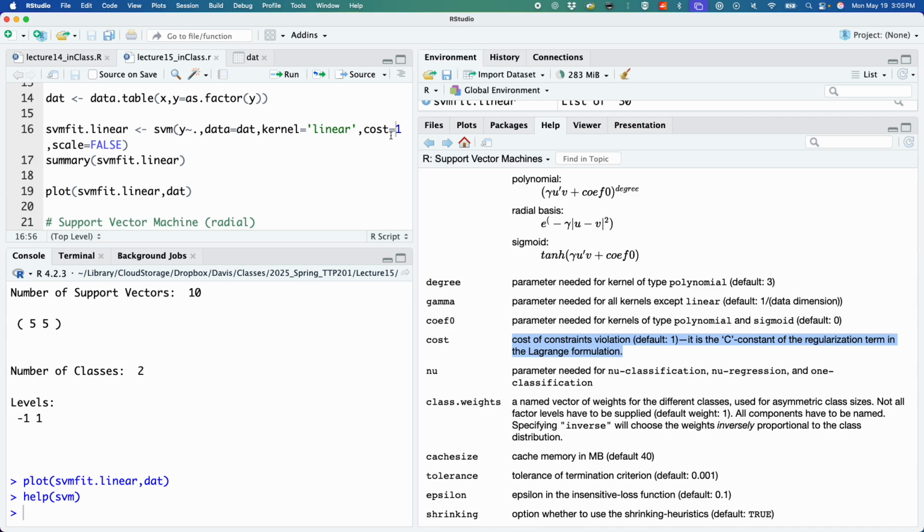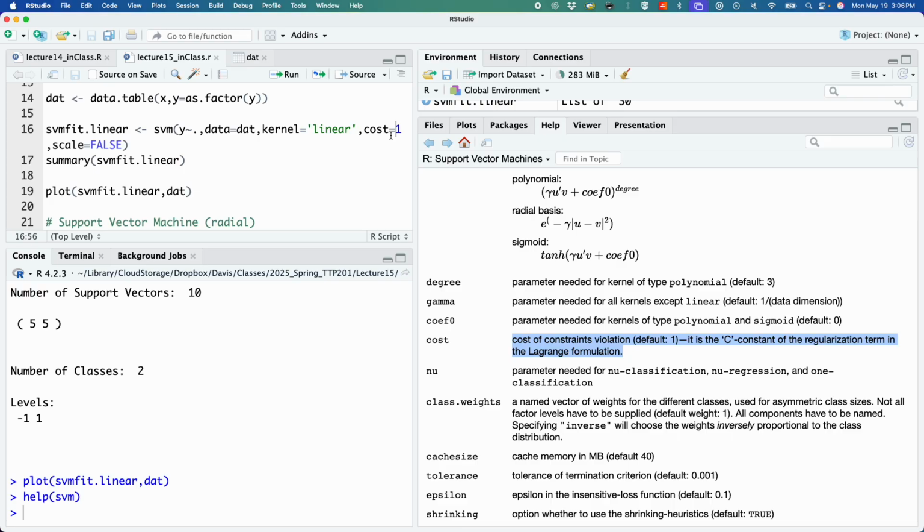No. So the C is telling us a budget for the number of violations, right? So the larger C is, the more violations you're allowed to have. And then epsilon: if you change epsilon to be large, that will use up more of your budget more quickly.